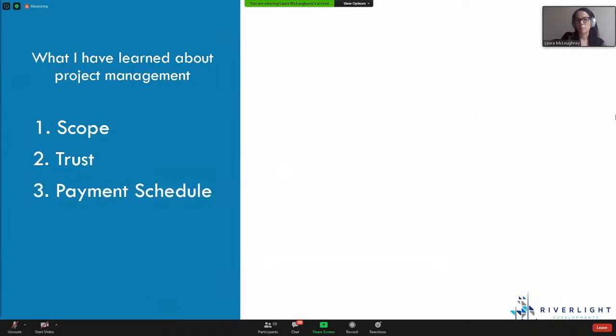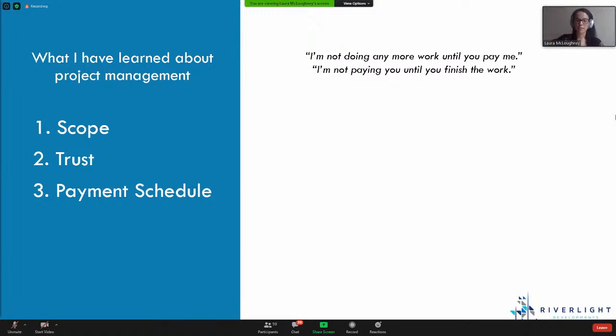So the third point then would be payment schedules. This hasn't always been on my radar, because I've always had companies where we had to think about cash. And the challenge with payment schedules is, what happens when I'm not doing any more work until you pay me? I'd love to do a show of hands. If you're in a room right now, how many times have you heard that? I'm pretty sure the majority can put their hands up for that, right? And then the other side of the coin is, well, I'm not paying you until you finish the work.